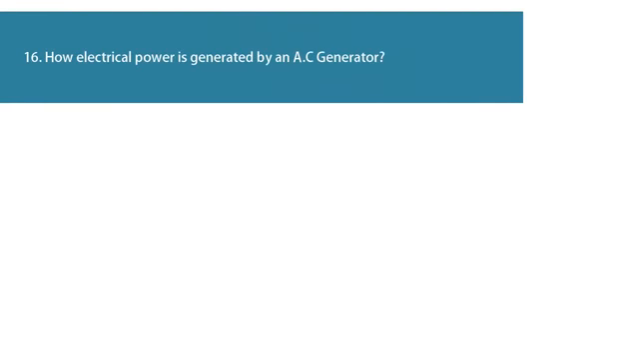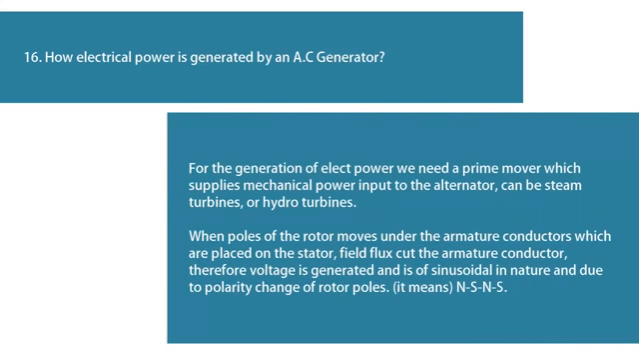16. How is electrical power generated by an AC generator? For the generation of electric power we need a prime mover which supplies mechanical power input to the alternator, and it can be steam turbines or hydro turbines. When the poles of the rotor move under the armature conductors which are placed on the stator, the field flux cuts the armature conductors, therefore voltage is generated, and it is sinusoidal in nature due to the polarity change of the rotor poles.